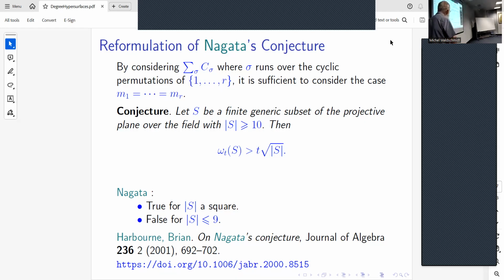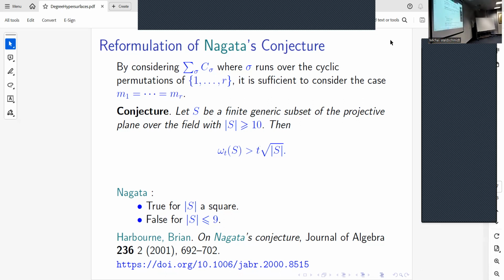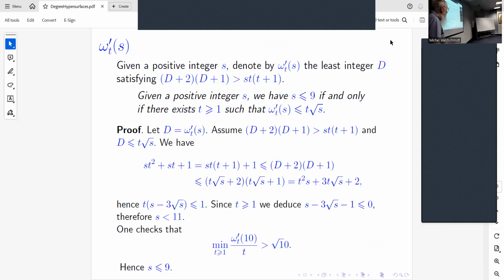And Nagata proves that it's true if S is a square, and that it is false if S is less than or equal to 9. I was a bit puzzled when I saw that. What happens is 9 to 10. And in fact, not so good for me.